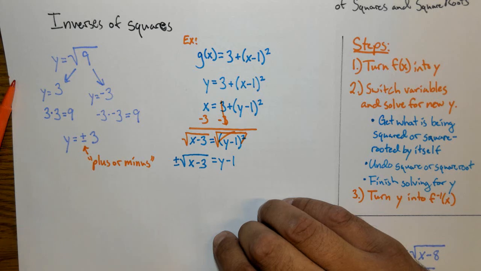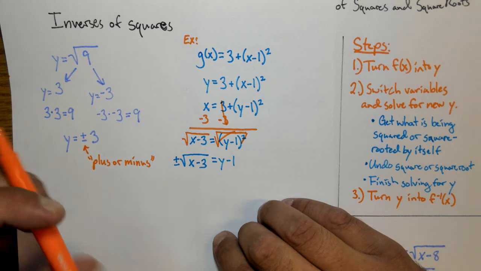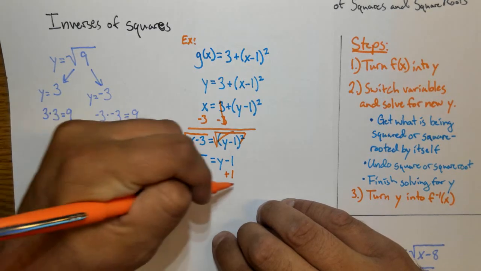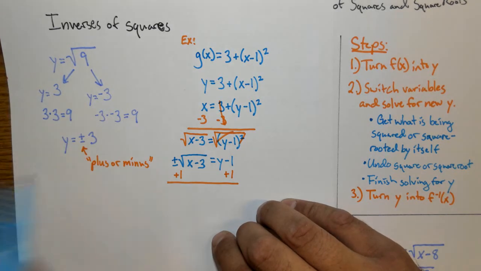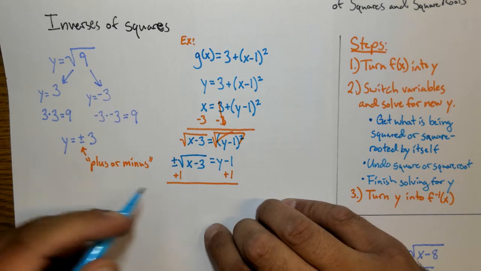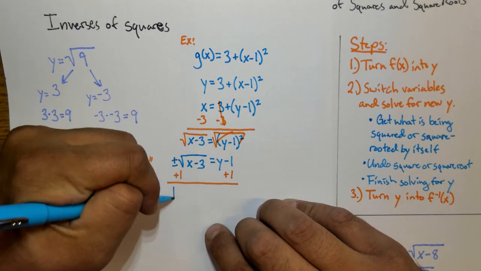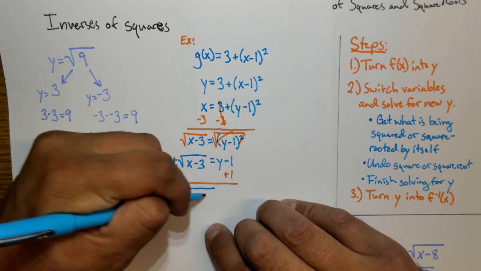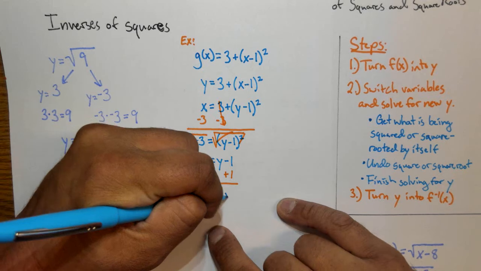Now we can finish solving for y. So it's y minus 1. We're going to do the opposite operation, add 1 to both sides. And we can't add this 1 to this negative 3 because it's being square rooted. So instead we're just going to write it right up front. 1 plus or minus the square root of x minus 3 is equal to y.